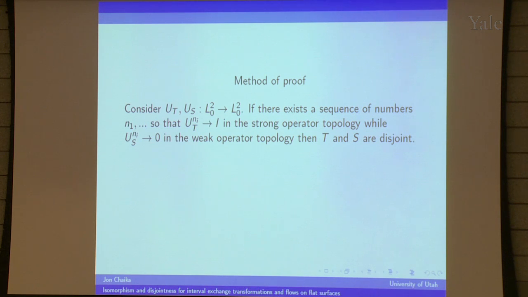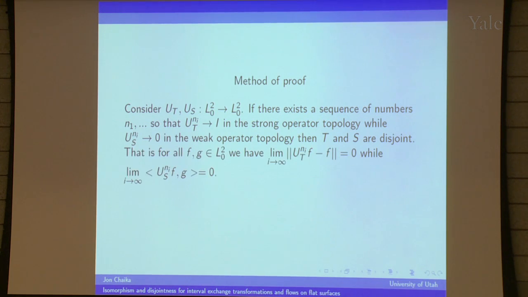So in particular, what I'm requesting is that one of them is converging to the identity in the strong operator topology, while the other one is converging to the 0 operator in the weak operator topology. Okay? So it shouldn't be surprising that these two things better be very different from each other. These are two very different phenomena, and this actually implies that they're disjoint.